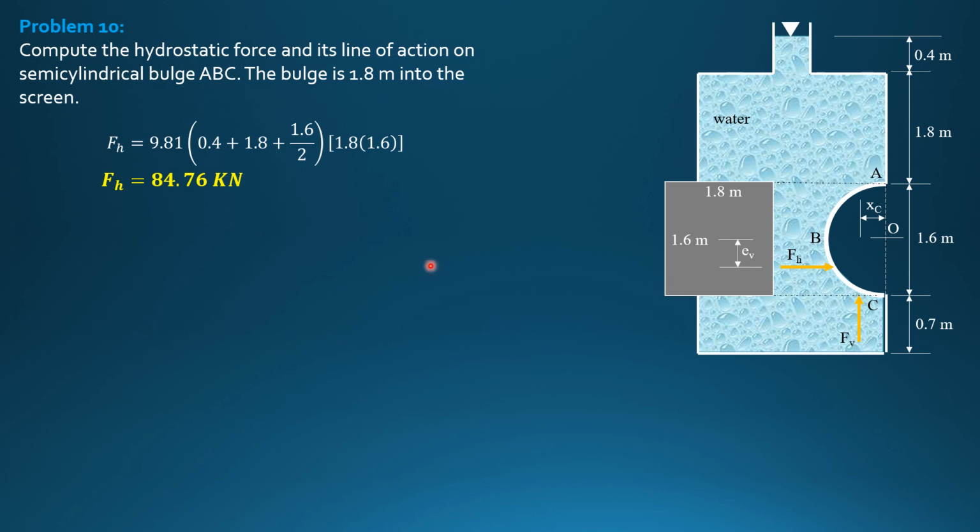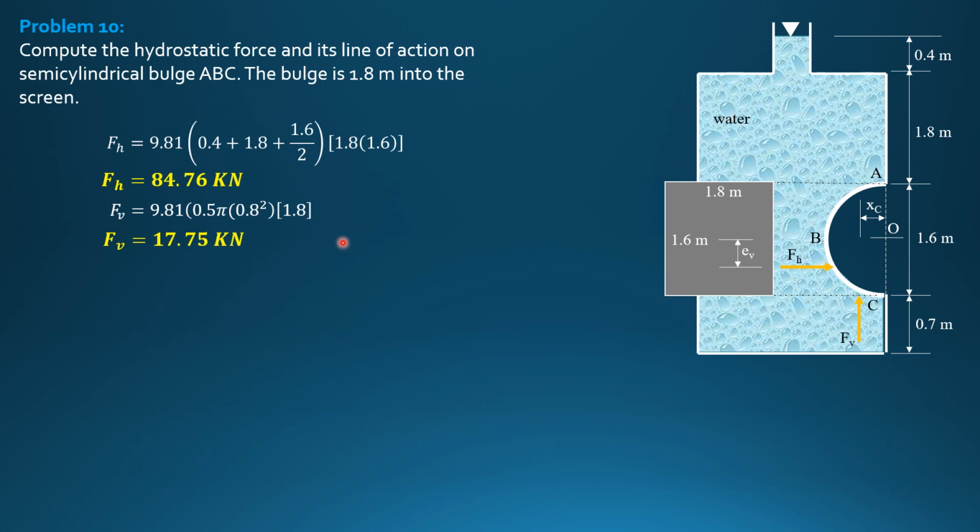FV on the other hand is specific weight of water times volume of this semi-cylindrical bulge, which is area of semicircle times length perpendicular to the board, which is 1.8. So FV is 9.81 times the quantity pi over 2, or 0.5 pi, times the radius of the semi-cylindrical bulge, which is 0.8, half of 1.6. So radius squared times the length perpendicular to the screen, 1.8. So FV is equal to 17.75 kilonewtons.